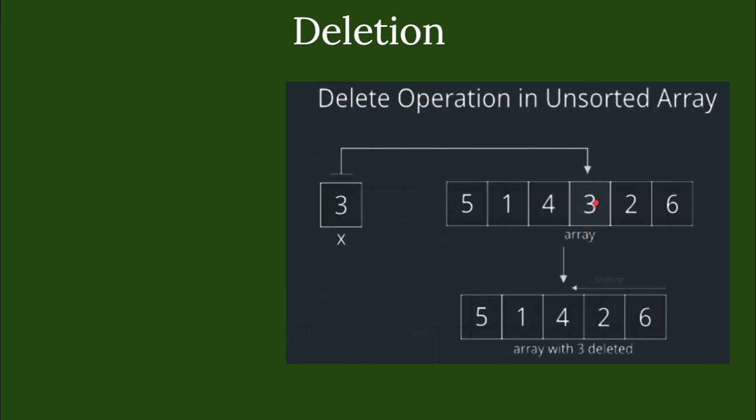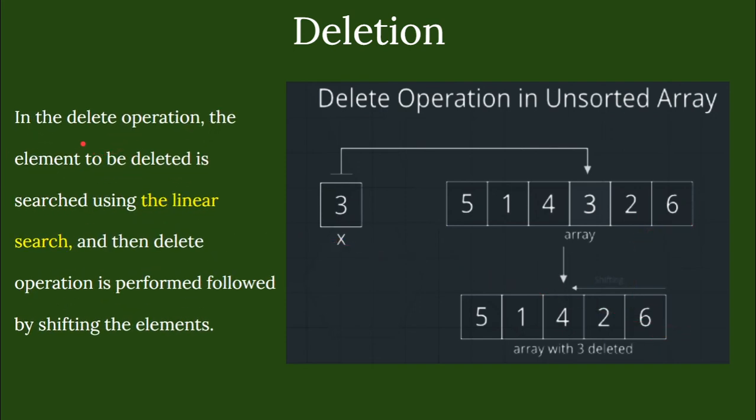So this gap has to be adjusted. So 2 has to come to the third position, which is blank now. Then 6 will come to the 2 position. Okay. So now 1 position is lessened. We have to subtract, n is equal to n minus 1. So that's all the delete operation.